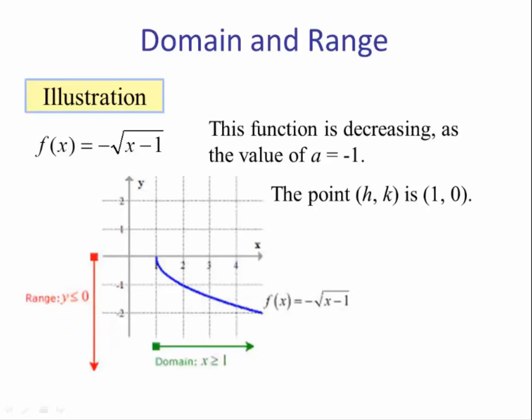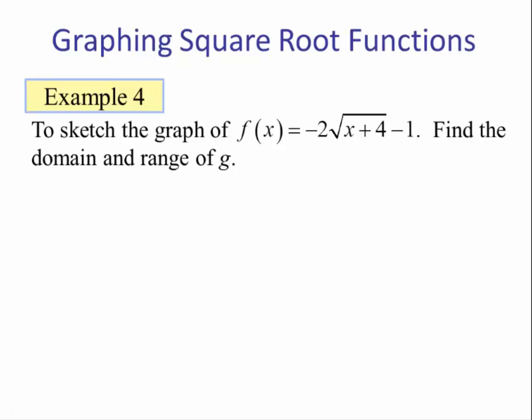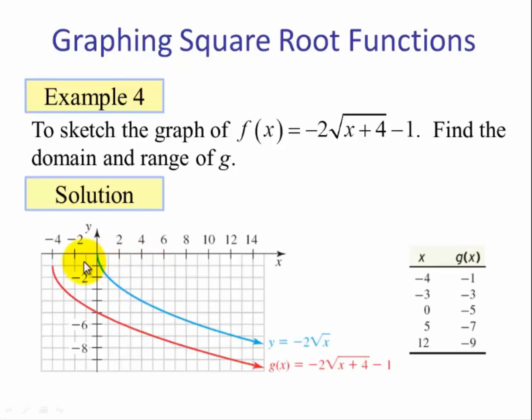Let's do an example. Example 4. Sketch the graph of g of x equals negative 2 times the square root of x plus 4 minus 1. Find the domain and range of g. A is a negative number, so this is a decreasing function. Our value of h is negative 4. The value of k is a negative 1. So using these values of a, h, and k, we can see the graph of g of x is this red graph. The point h comma k is negative 4 comma negative 1.